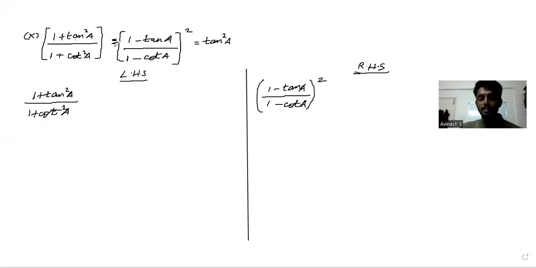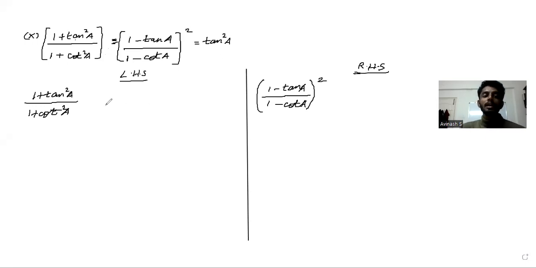When it comes to the 10th subdivision, we have two parts: (1 plus tan square A) by (1 plus cot square A), that is the left hand side, and (1 minus tan A by 1 minus cot A) the whole square, that is the right hand side. Both of these we should get as tan square A, which is also given in the question clearly.